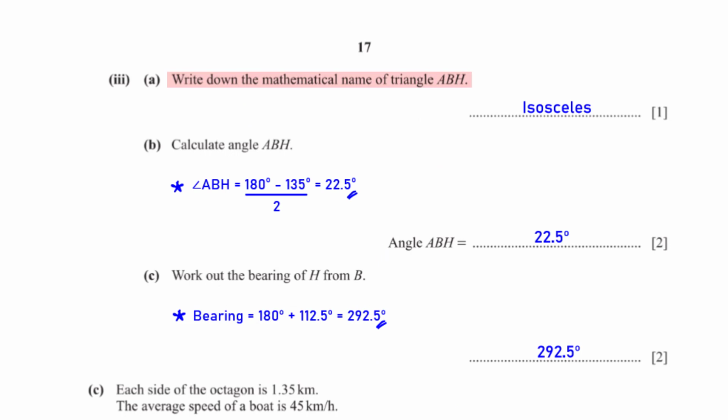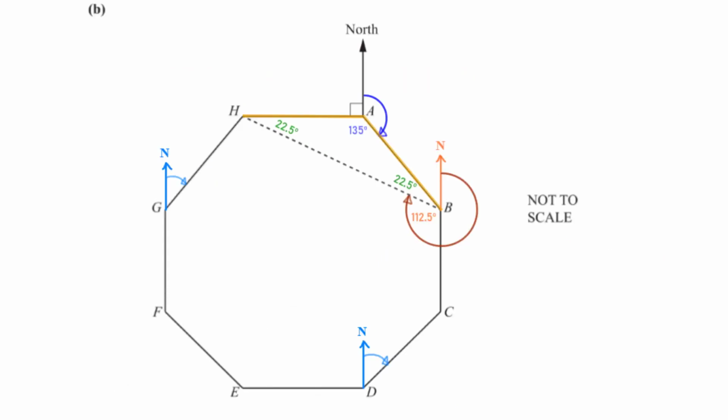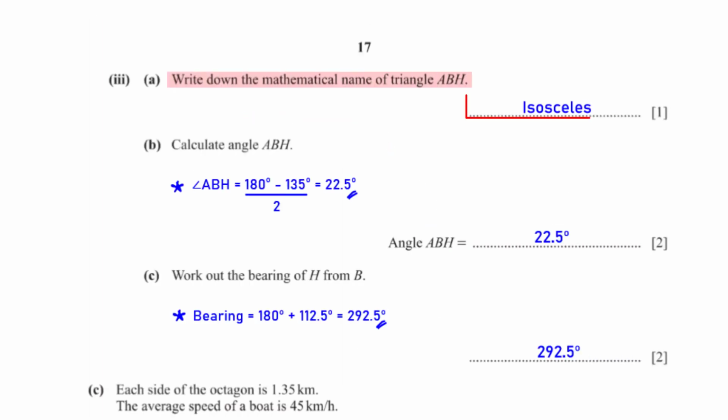Write down the mathematical name of triangle ABH. There are exactly 2 equal sides in triangle ABH, so it is an isosceles triangle.